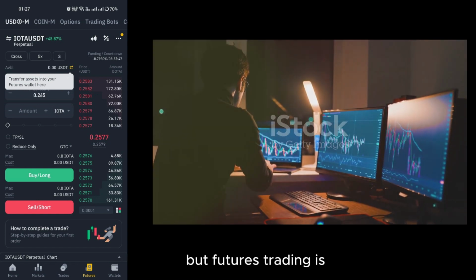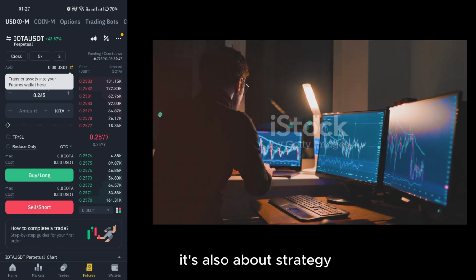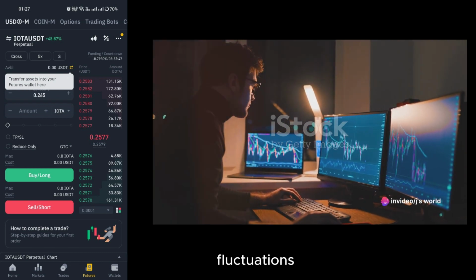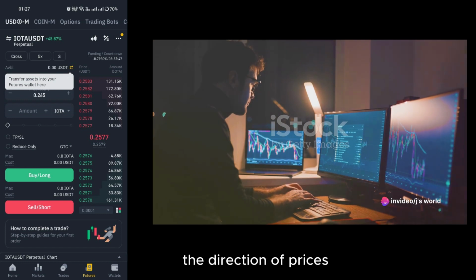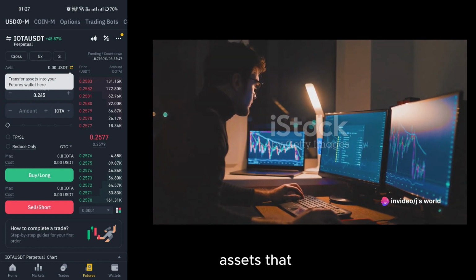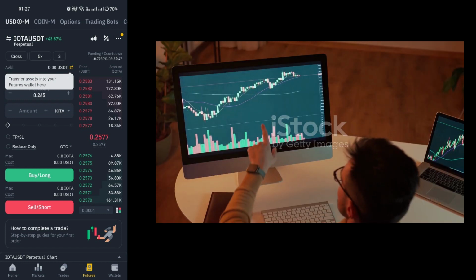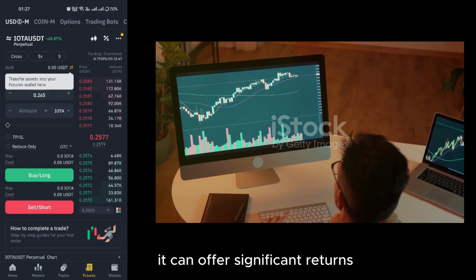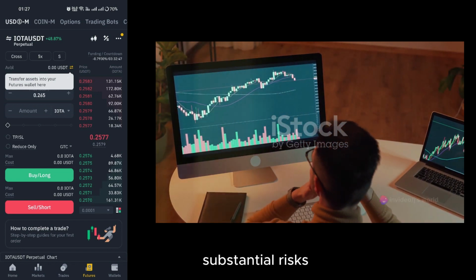But futures trading is not just about predictions, it's also about strategy. You can use it to hedge against price fluctuations, to speculate on the direction of prices, or even to access assets that are hard to trade in the spot market. Now, here's the thing about futures trading. It can offer significant returns, but it also comes with substantial risks.